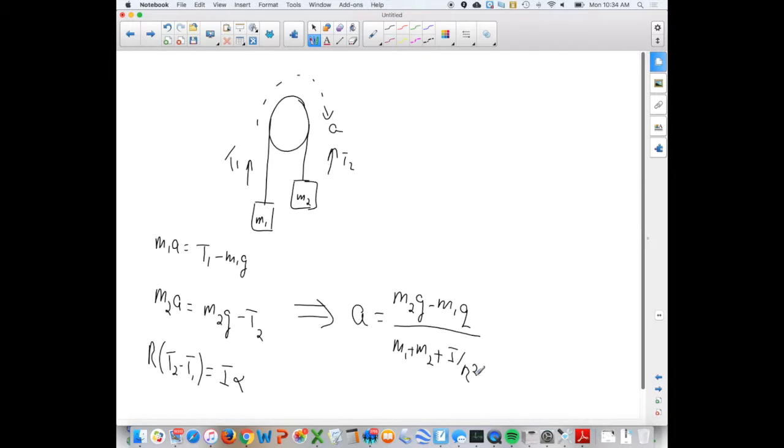I didn't mention this previously, but it's probably important to go back and remember that I can calculate the tension. So T1 is going to look like M1A plus M1G, and T2 is going to equal M2G minus M2A. And so once I have the acceleration, I can come back up here and apply that and determine what the tension is.